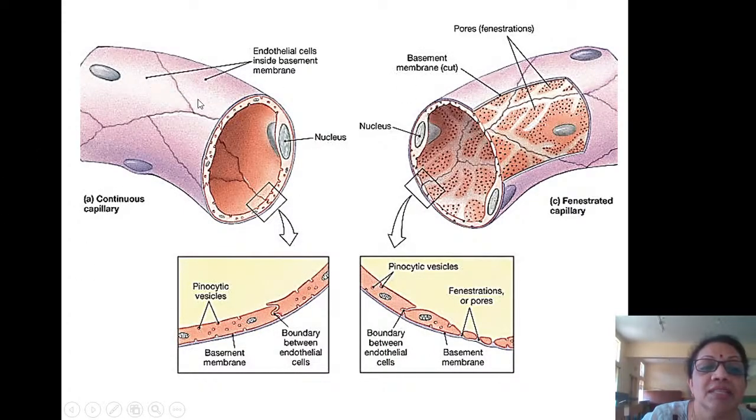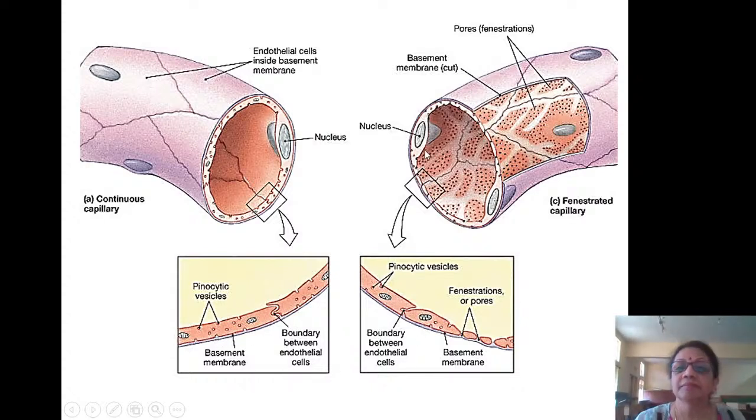So endothelial cells are continuous with each other, flattened out cells with the nucleus, and this is a continuous capillary where the intercellular junction, the boundary, is tight, right? And this is the basement membrane, and this is the wall, the cell membrane, right? Which is allowing small vesicles from in to out and from out to in. So the basement membrane has to be penetrated for the molecules to be able to go in and out.